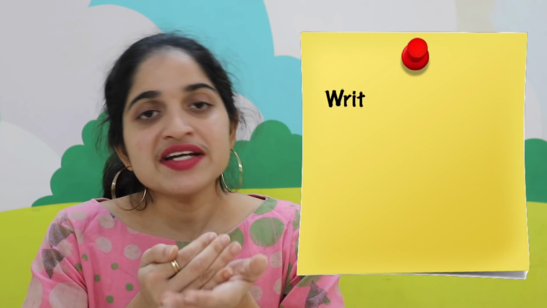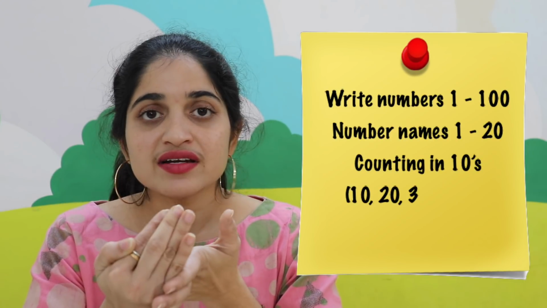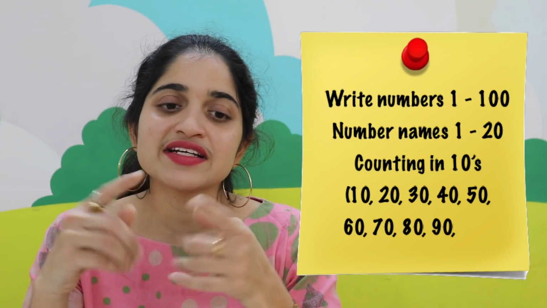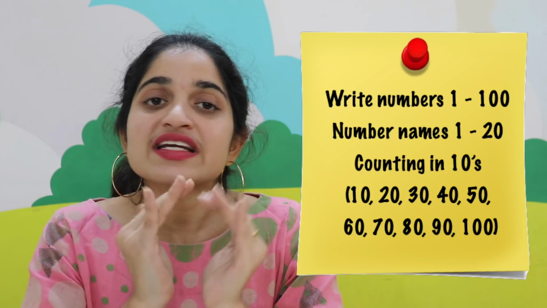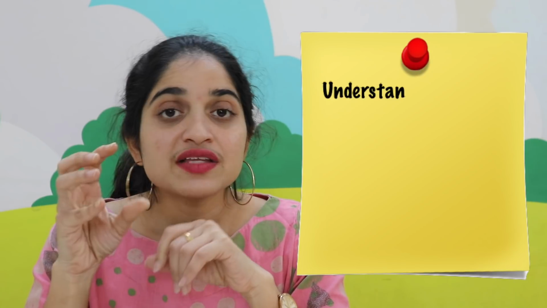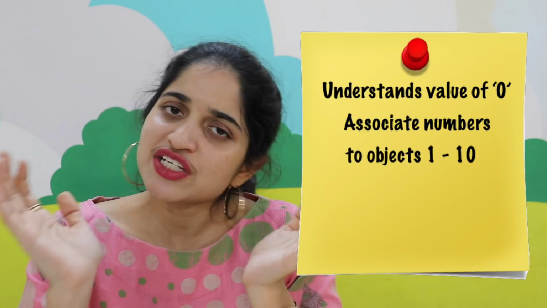Now next, let's move on to the mathematical concepts. In mathematics, by the end of junior KG, the child should be able to write numbers 1 to 100. They should know the number names 1 to 10. They should be able to count in tens like 10, 20, 30, 40, 50, 60, 70, 80, 90, 100. Counting in groups of tens is what we call. They should understand the value of 0. They should associate a group of objects with the correct number in between the range 1 to 100.